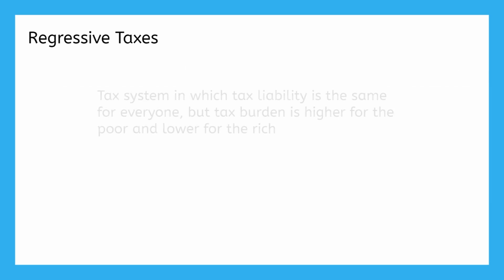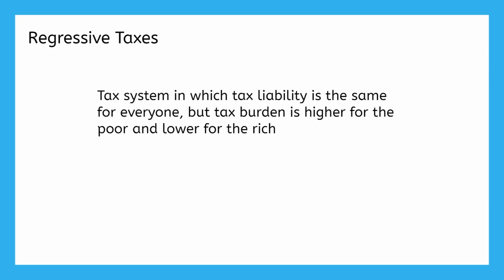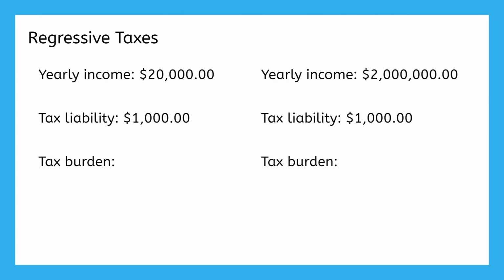A regressive tax system is one in which tax liability is the same for everyone, but that results in the tax burden being much higher for poor people and much lower for rich people. A tax liability of $1,000 is a much larger burden on somebody only making $20,000 a year than it would be for somebody making $2 million a year. This is a major criticism people have of regressive taxes. They disproportionately affect the poor and are barely even noticed by the rich.